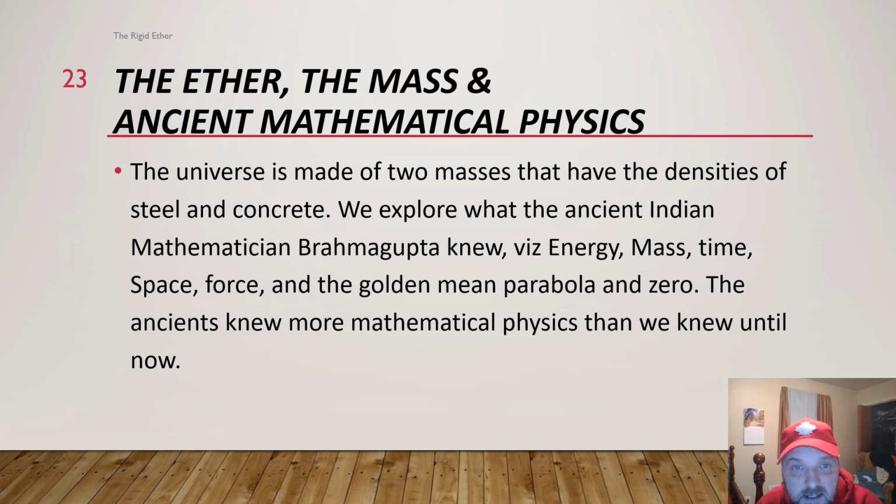So the ether is the mass in ancient mathematical physics. The universe is made up of two masses that have the densities of steel and concrete. The density of concrete is the same as the ether, and regular steel would be the visible mass. We explored the ancient Indian mathematician Brahmagupta, who knew that energy, mass, time, space, force, and the golden mean parabola, and the zero vector. The ancients knew more mathematical physics than we thought they knew until now.